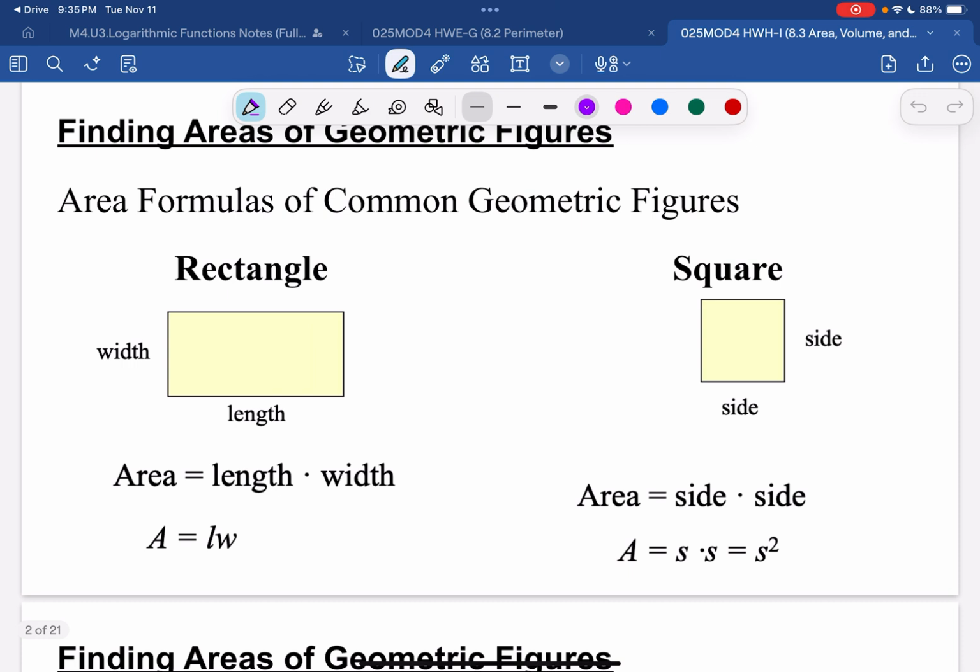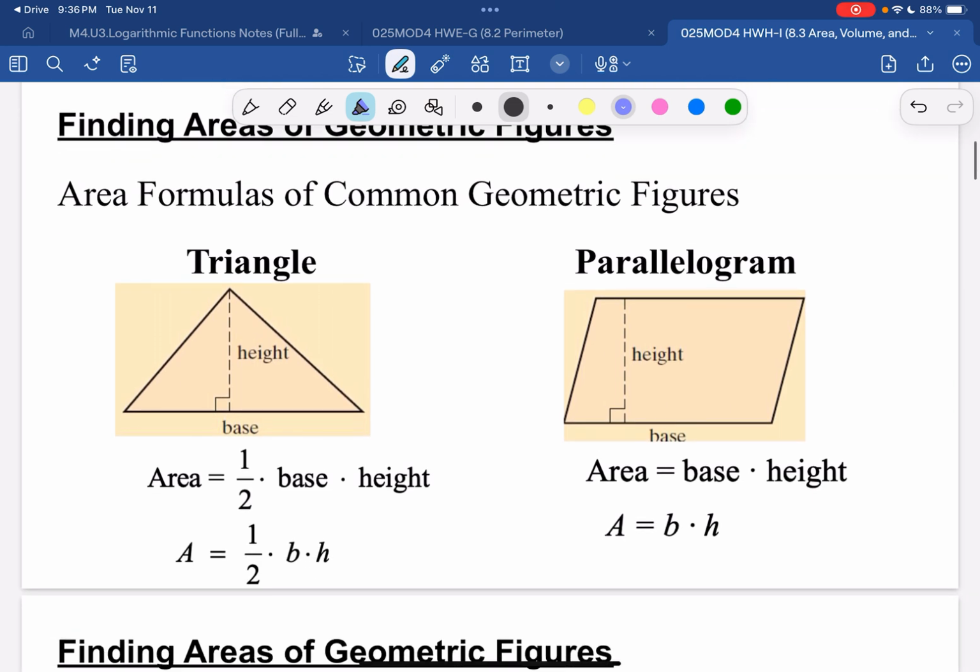So the area of a rectangle, again, we've got width and we've got length. To find the area of a rectangle, we're just going to simply multiply the length and the width together. So area is length times width. Now remember, a square is just a rectangle with two sides that are the same. So again, that's just length times width. The sides are just the same. So length and width happen to be the same, which is why it becomes side times side, or side squared.